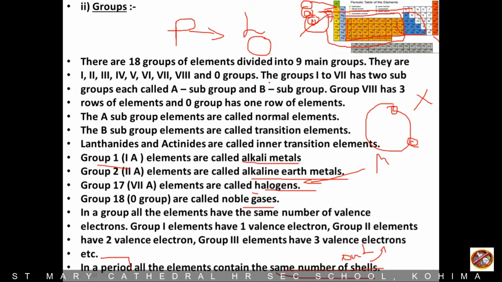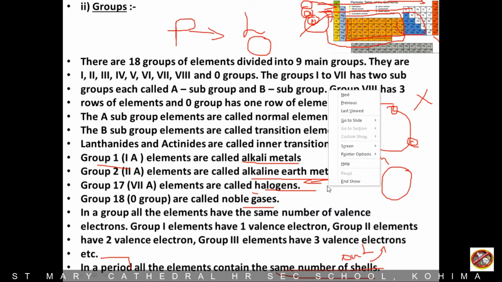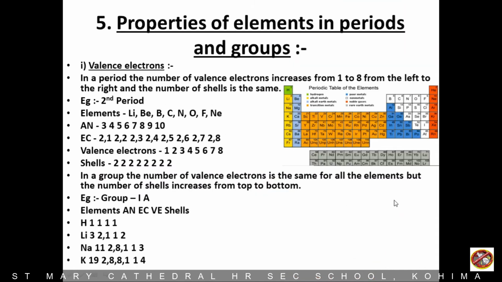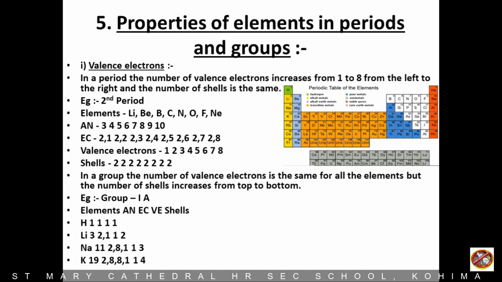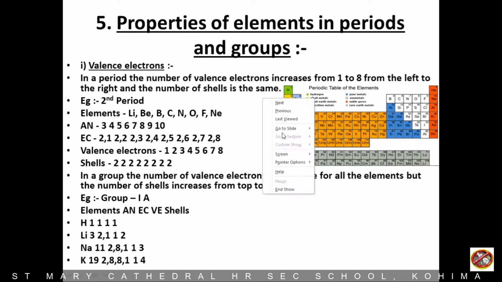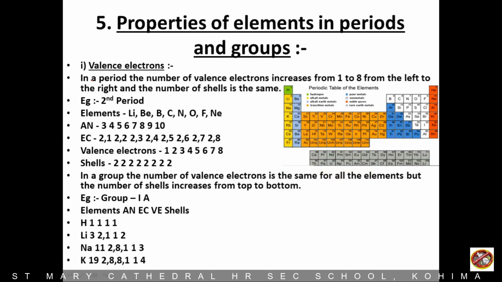Now group. So in a period, from left to right, they will show the same number of shells. Now, properties of elements in the periodic group. What do you understand by valence electrons, or valency, or atomic size? Let us go one after the other. Here, in a period, the number of valence electrons increases from 1 to 8 from left to right, and the number of shells is the same.